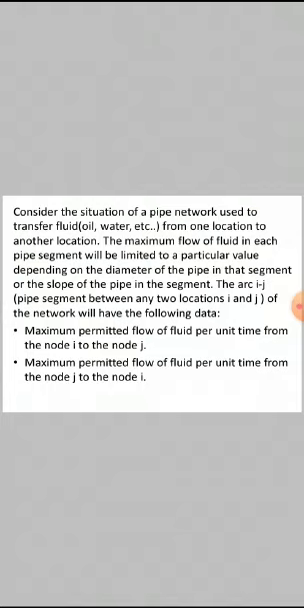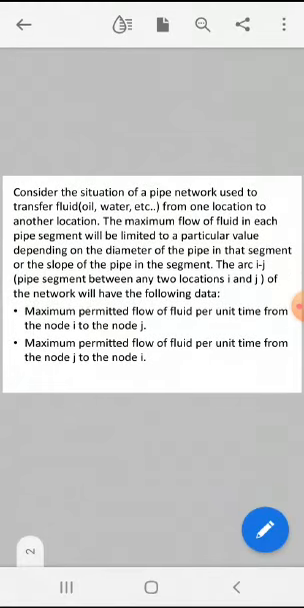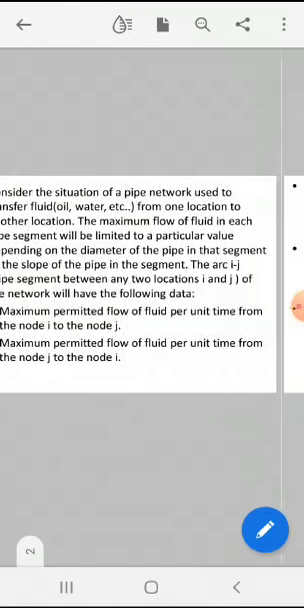The arcs are usually represented by Ij. The arc Ij means the pipe segment between any two locations I and J. And this arc will have the following data: the maximum permitted flow of fluid per unit time from node I to node J, and also the maximum permitted flow of fluid per unit time from node J to node I.